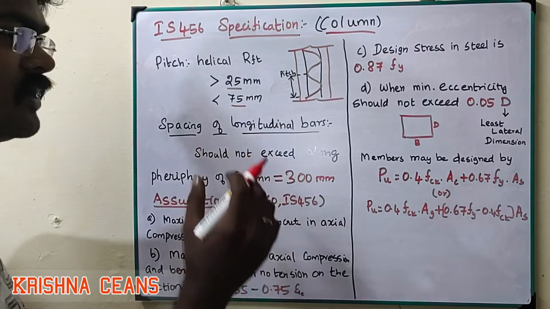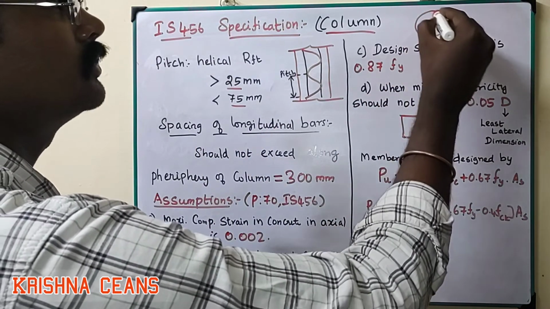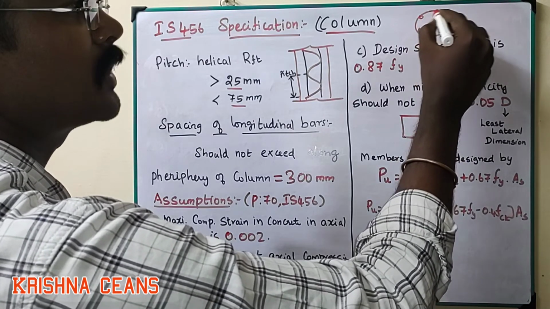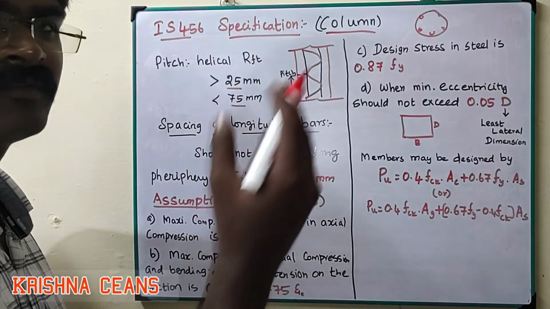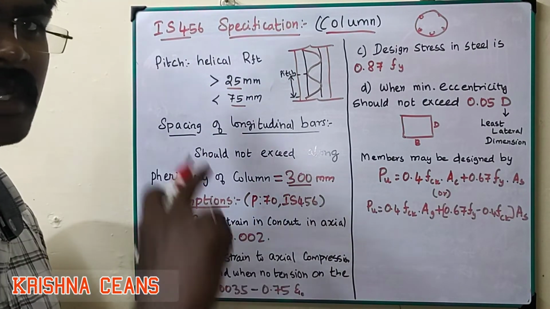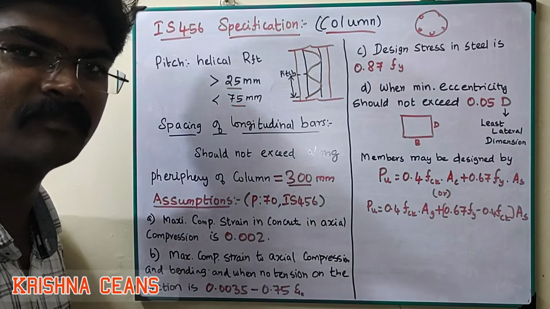In case we are using reinforcement along the periphery, the spacing from one main reinforcement to another should not exceed 300 mm. Along the periphery only we have to consider this; it should not exceed 300 mm.